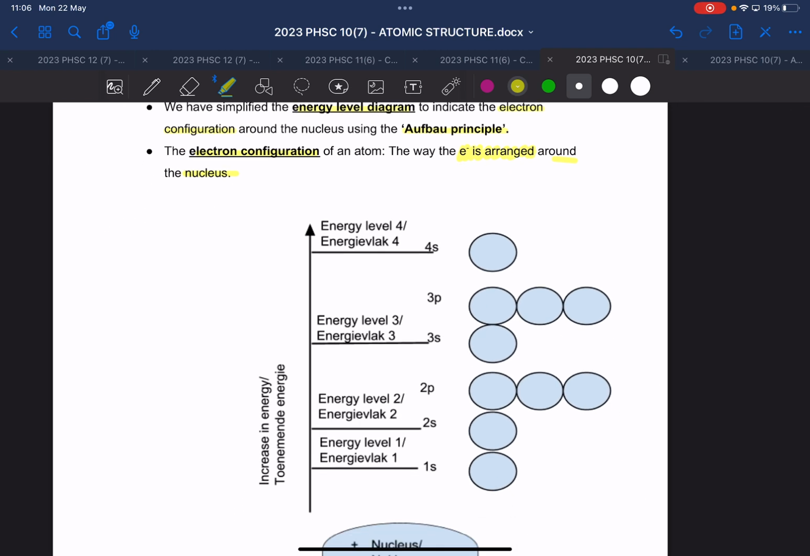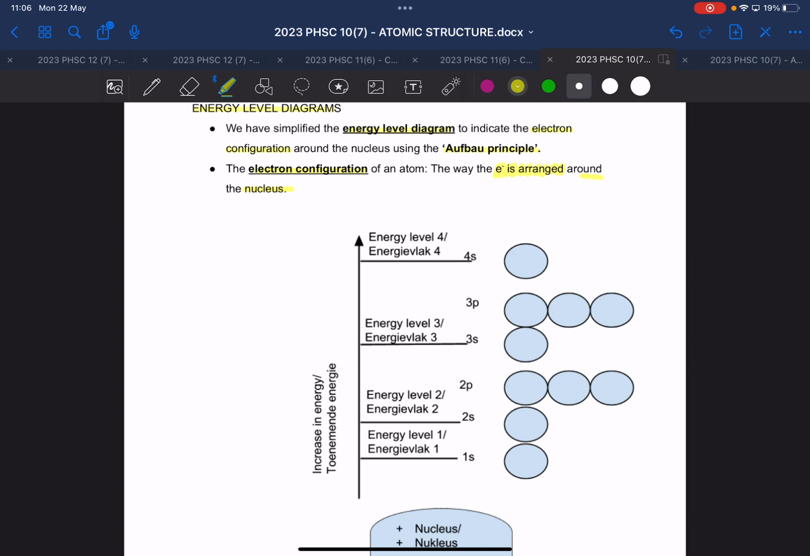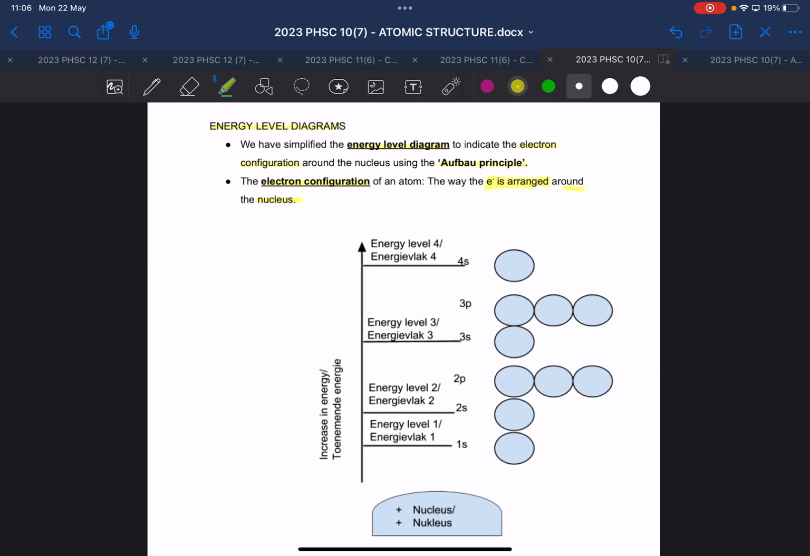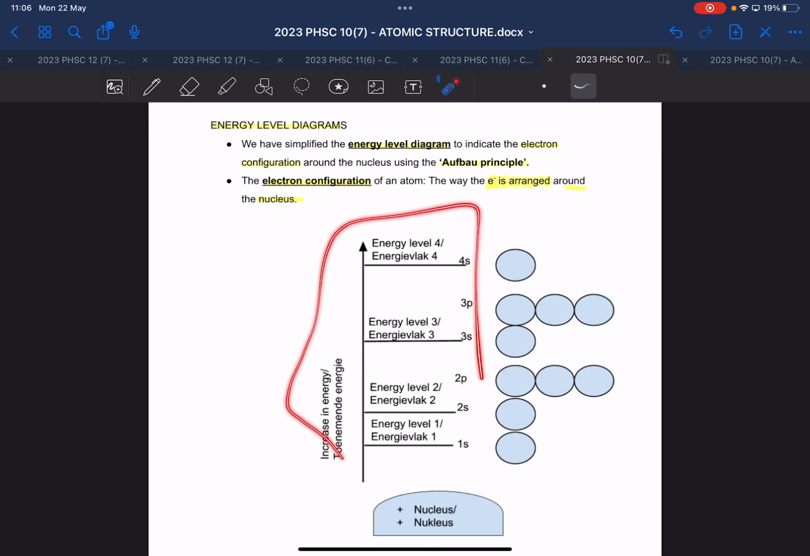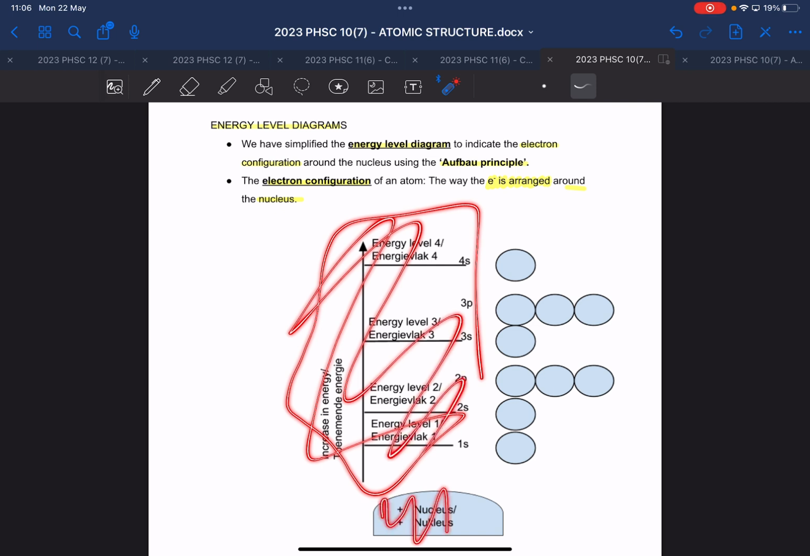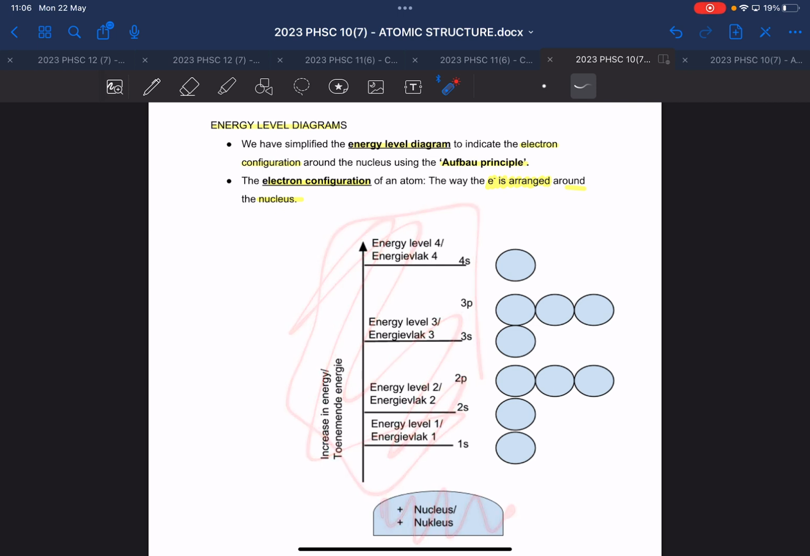Okay, so the energy level diagram or the Aufbau principle diagram looks like this. You don't have to show me all of that. You also don't have to show the nucleus. What you are going to draw is these circles with just those labels.